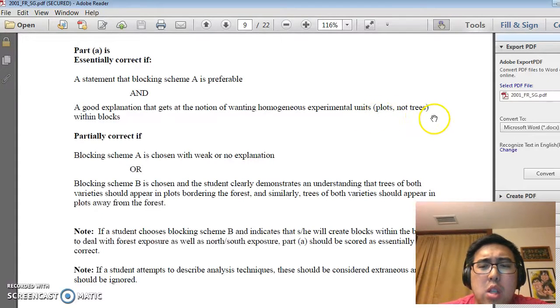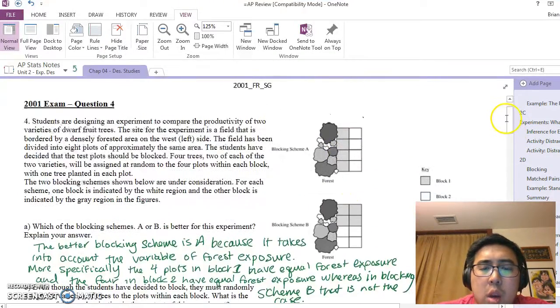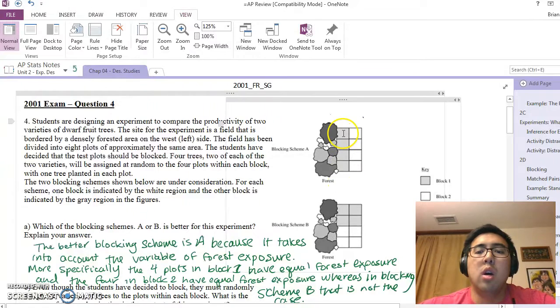Notice it says here plots, not trees. So you had to have mentioned plots because here it's not. Oh, sorry. Now that's blocking scheme B. Blocking scheme A, right? There is going to be one of each type. So there's going to be essentially four trees, 2 of each type within this scheme, right? There are going to be 2 different types within this first block, and also 2 different types here, right? So they're going to compare the difference between the 2 different types of trees close to the forest and the 2 different types of trees away from the forest. That's how this is going to work.